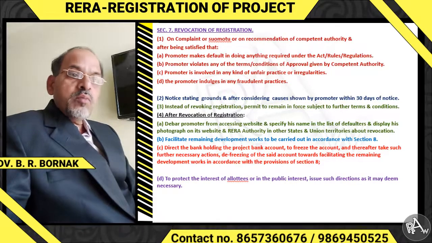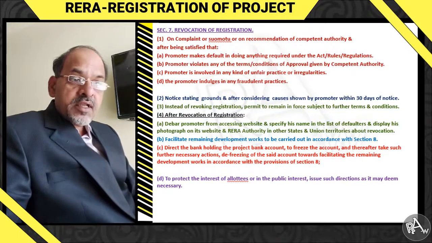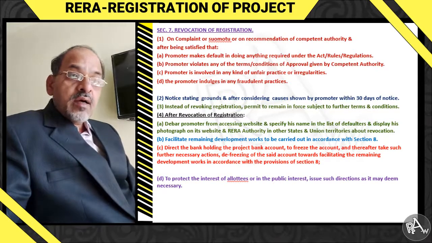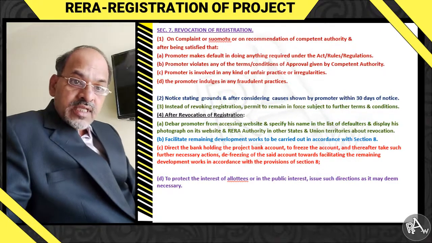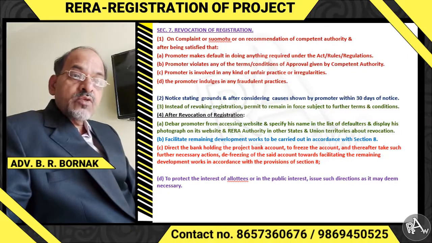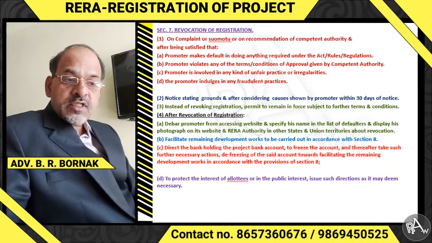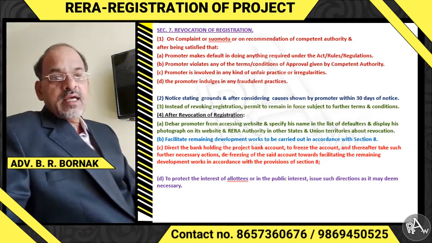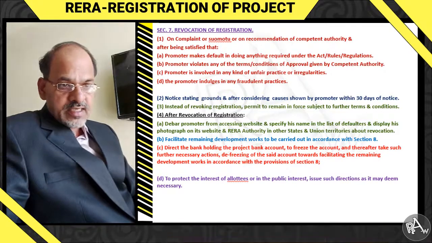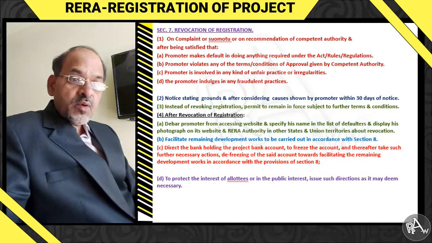If more persons are there, their names are specified in the list of defaulters and displayed on the website of the RERA authority, and their photographs are also displayed on the website of the concerned RERA authority, as well as RERA authorities of other states and union territories. This entire information is displayed all over India. Then this is the first step after revocation of registration.